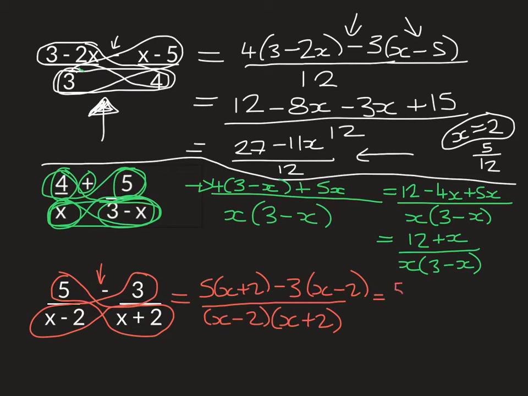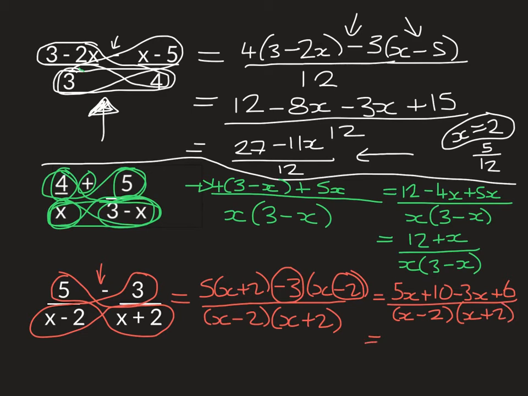Expand the top, 3x plus 10 minus 3x. Be very careful, it catches people out all the time. Minus 3 times minus 2 plus 6 all over. And again, I'm going to leave that factorised because that's fine to do on questions like this.